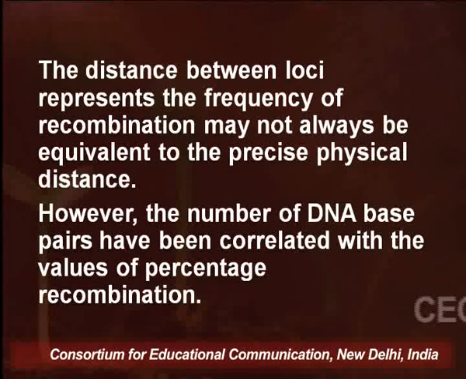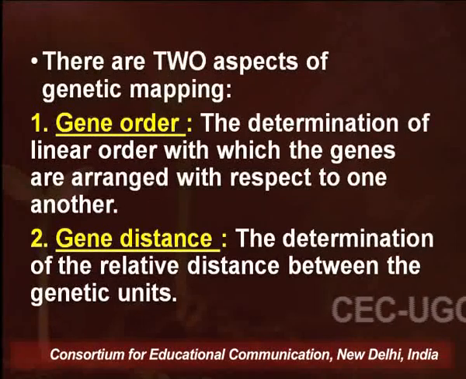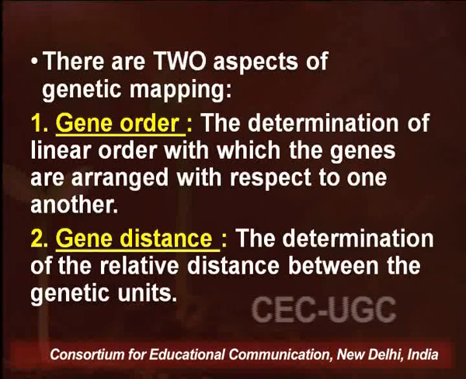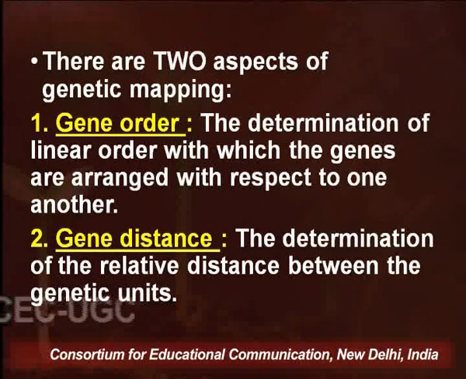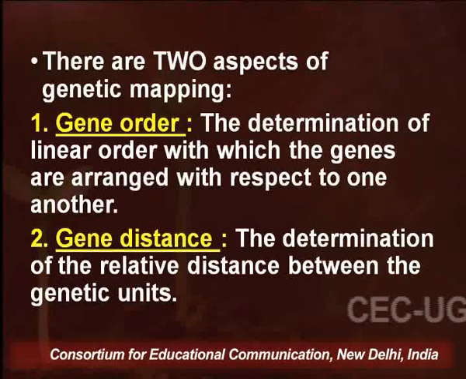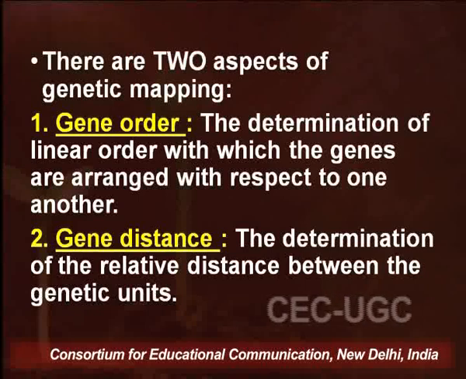Although the number of DNA base pairs has been correlated with the values of percentage recombination, this is approximate. So we have two very important aspects of genetic mapping that we have to study. One is the gene distance, that is, how do we find the relative distance between the two gene loci or the genetic units, and then in what order are they located. That means we have to find out the linear order in which these genes are arranged with respect to one another. Let me give you an example.